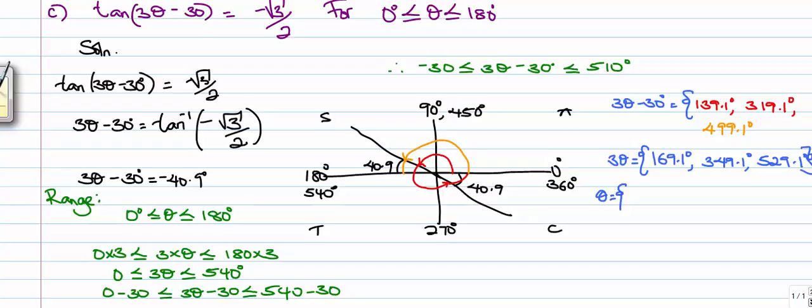529.1 degrees. And once we now divide through by 3 to get angles of theta, we get our last values down there, which is 56.4 degrees, 116.4 degrees, and 176.4 degrees. Use the other method so that you get the same answers.